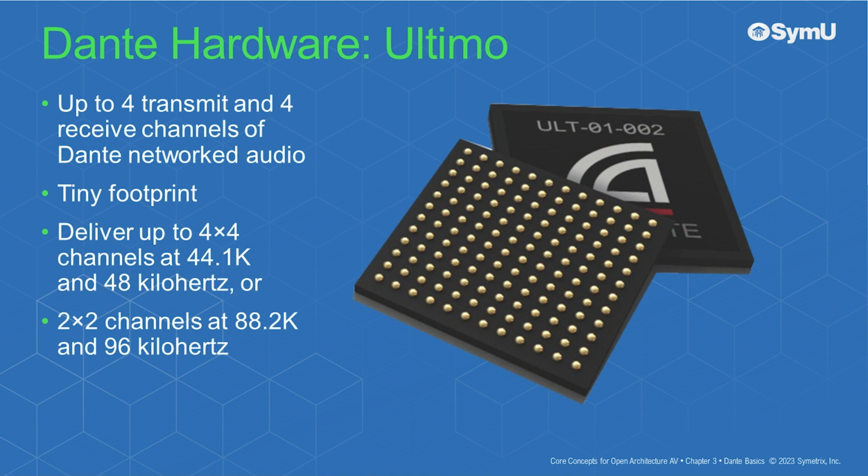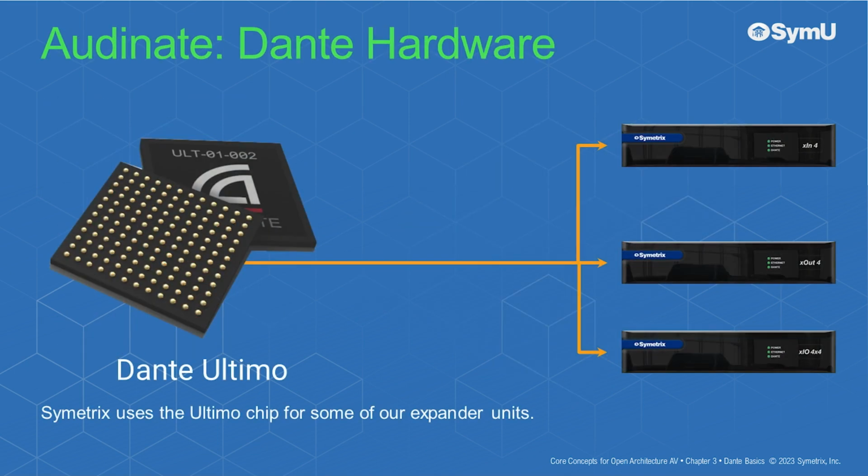The Dante Ultimo chip is capable of up to 4 transmit and 4 receive channels of Dante networked audio. Ultimo has a tiny footprint, but packs a solid punch, delivering up to 4x4 channels at 44.1 and 48 kHz, or 2x2 channels at 88.2 and 96 kHz. Symetrix uses the Ultimo chip for some of our expander units.